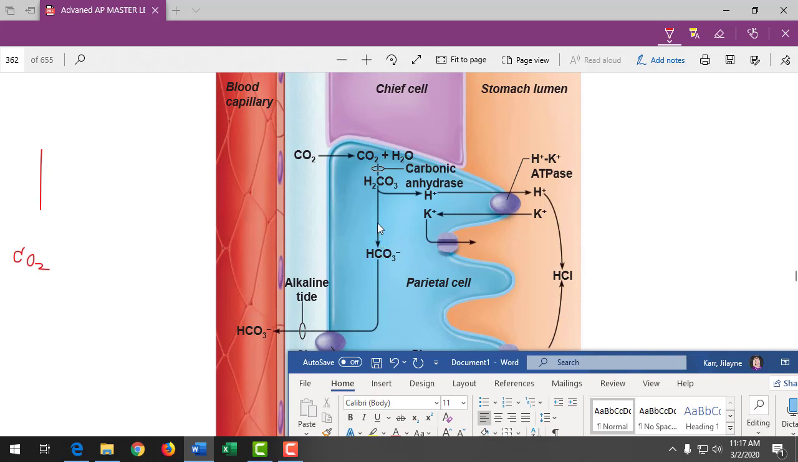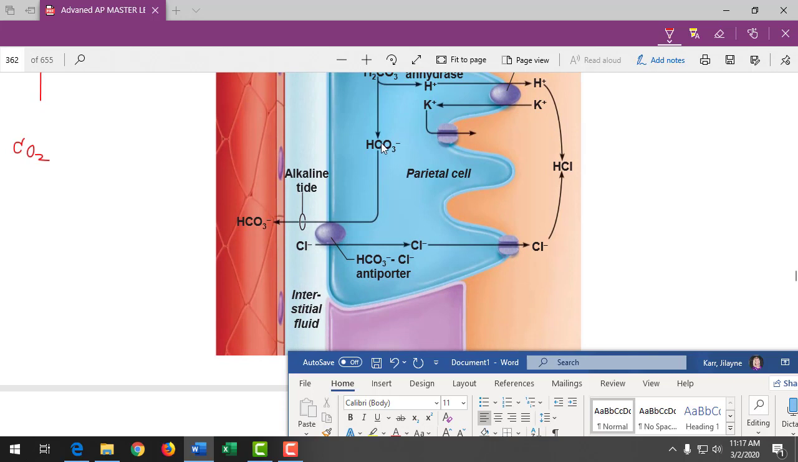The bicarbonate ion leaves the parietal cell, enters the interstitial fluid, and diffuses into the blood. And we need this bicarbonate ion to lower the pH of our blood. This is an important player in keeping our blood slightly alkaline. Do you remember the pH of blood? What is it? 7.35 to 7.45. Okay, but you don't need to know that now. We'll revisit that concept in a future unit.